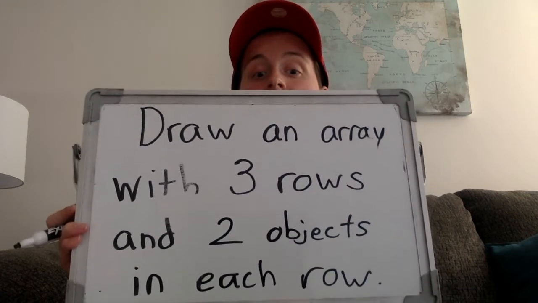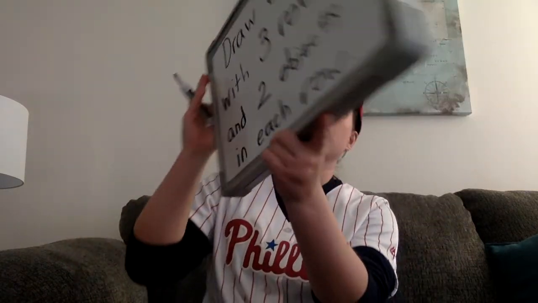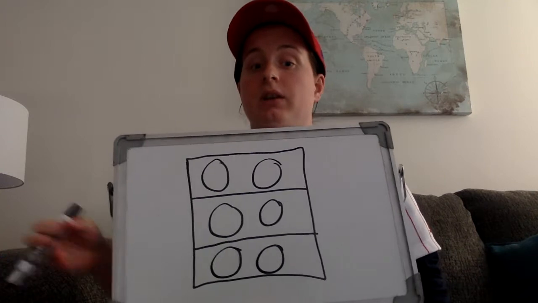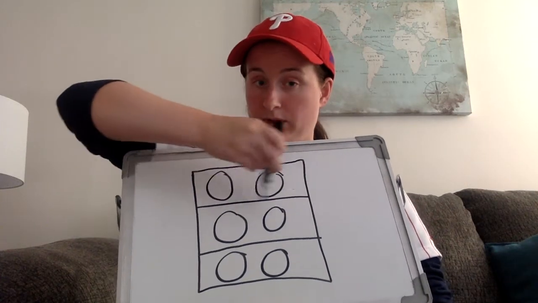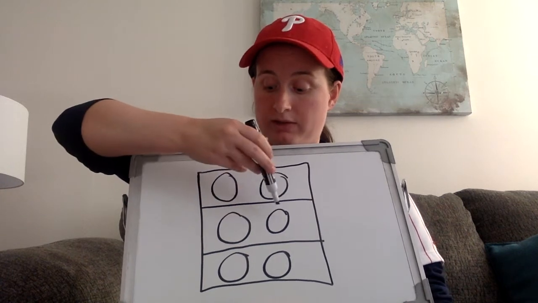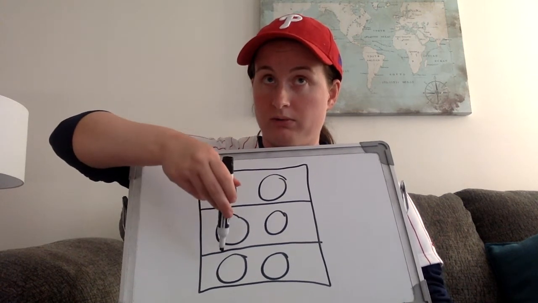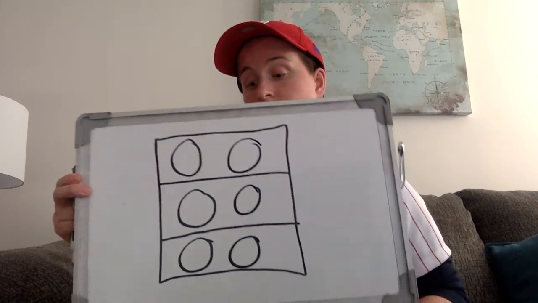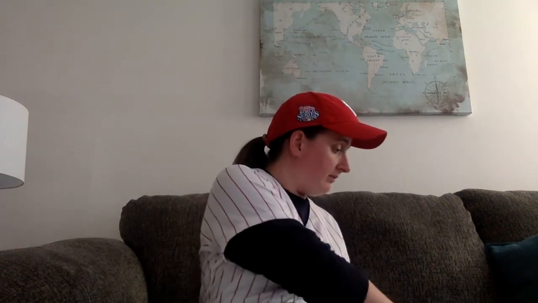So, 3 rows and 2 objects in each row. It should look something like this. So, see, we have 1 row, 2 rows, 3 rows, 2 objects in each row. Okay? Good.